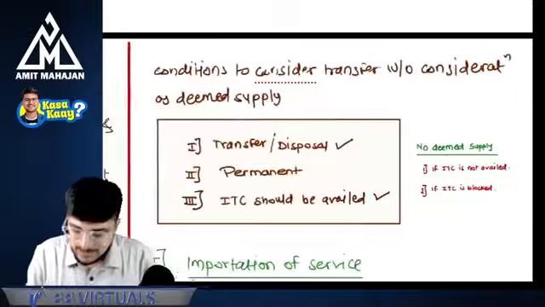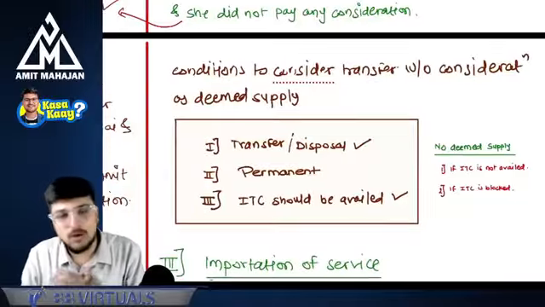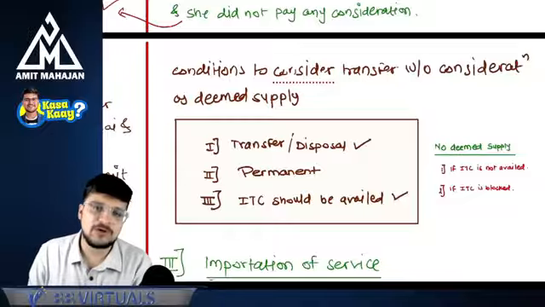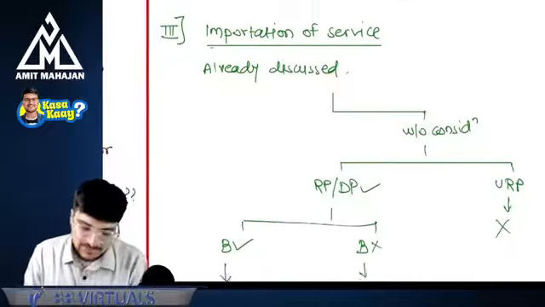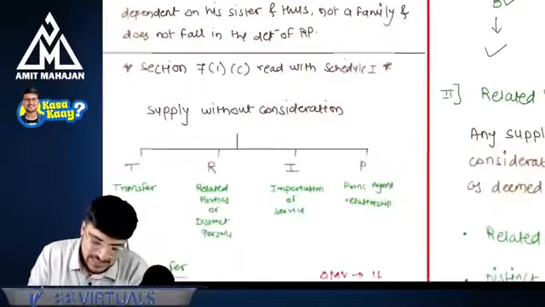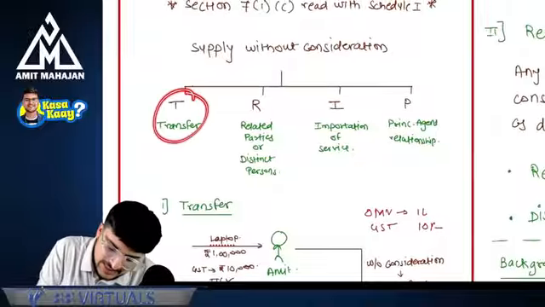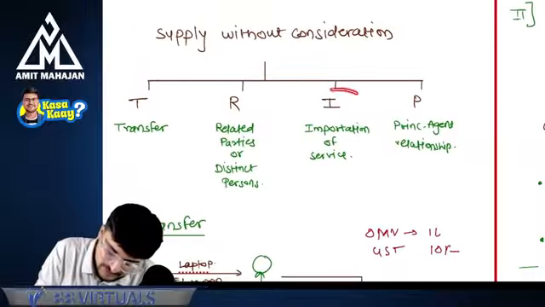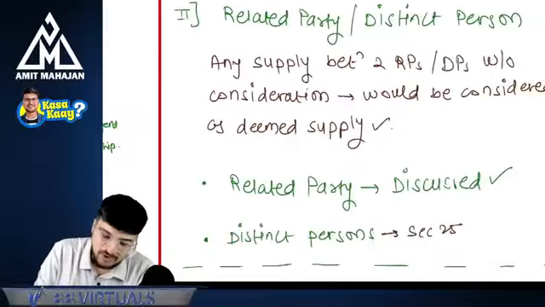Perfect. Everybody, I tried to go in depth so that you understand everything conceptually, so that you will be able to crack every question perfectly. Okay. The next point we have already seen. So T is done. The next point is importation of service. That is I. Importation of service. We have already done this.